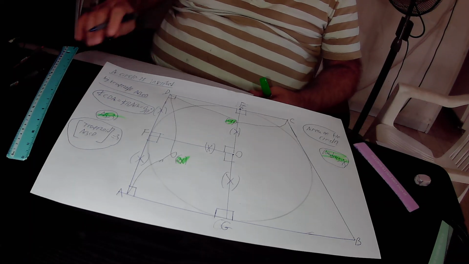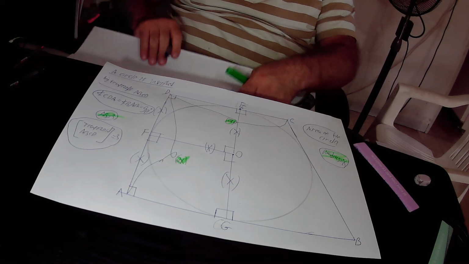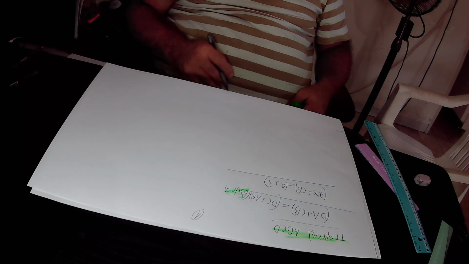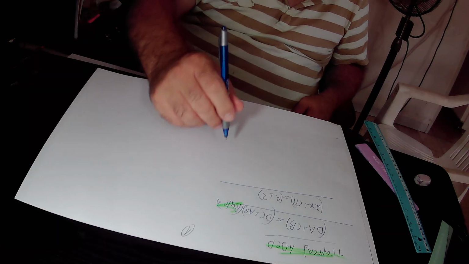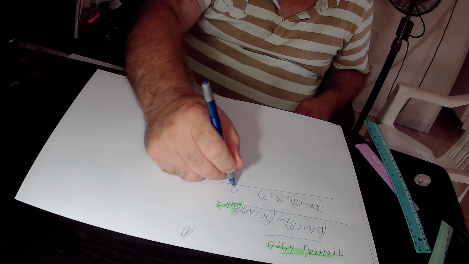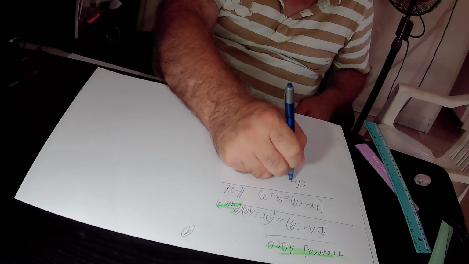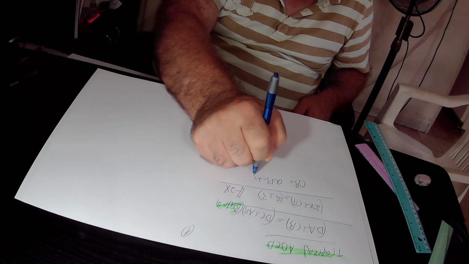So in total, we found that 2x plus CB equals a plus 3. Here we subtract 2x from this equation, and we get that the missing side CB equals a plus 3 minus 2x units in its length.